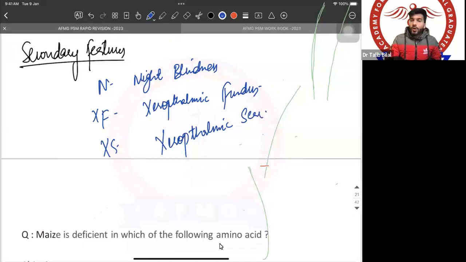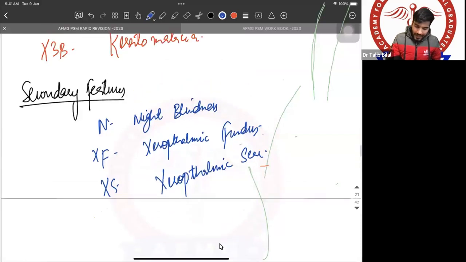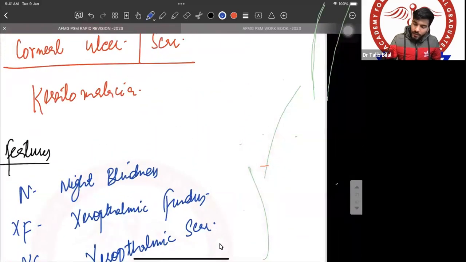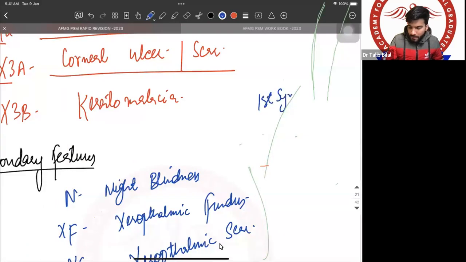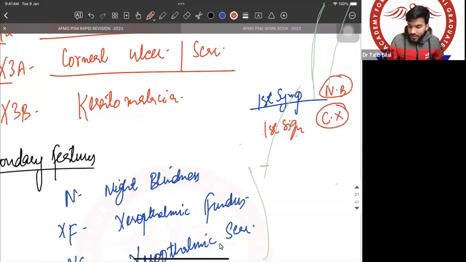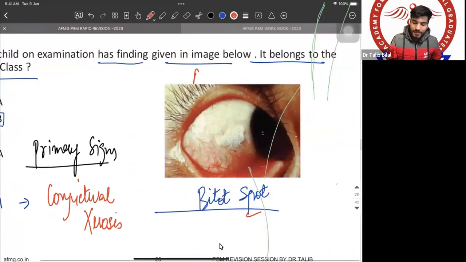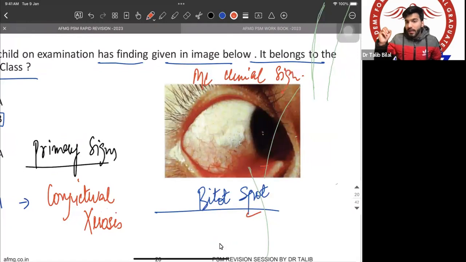What is the first symptom? Night blindness, and the first sign will be conjunctival xerosis. But the most common clinical sign will be Bitot spots. Then, already discussed, guys, vitamin A dosage.